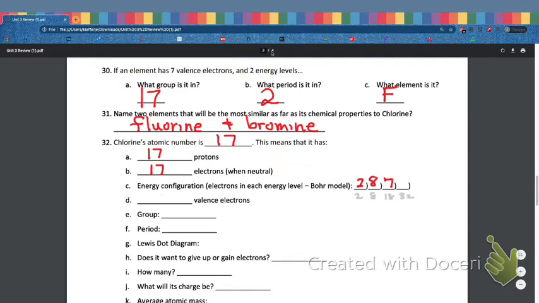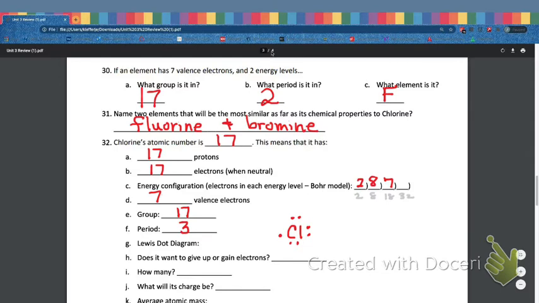So remember, the valence electrons are the ones on the outermost energy level, and so this has 7 valence electrons. It is in column or group 17. And chlorine is in the 3rd period. Its Lewis dot diagram is going to look like this. It's going to have chlorine and then 7 dots around it. Remember, it's just the valence electrons.